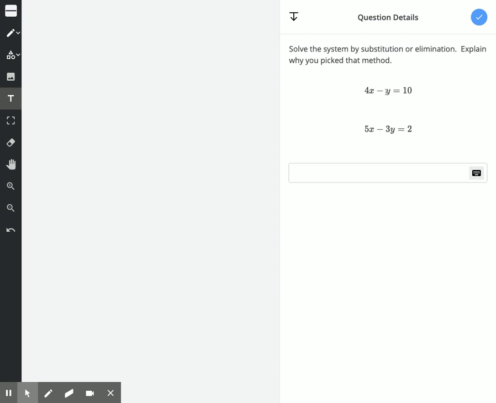This one, maybe you could argue that the y is a simple y, there's no number in front of it. However, there is a negative, so there's an implied -1. So maybe a substitution, while you could do it, isn't the easiest. So instead, I'm going to choose to do it by elimination.